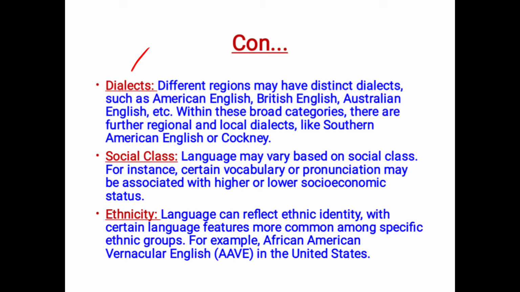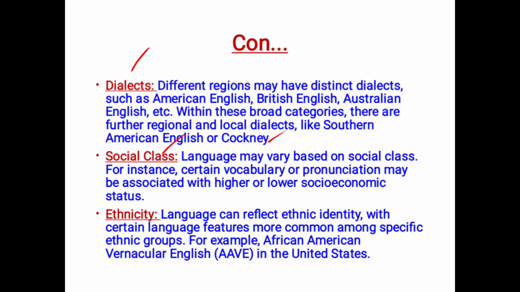Different regions may have distinct dialects. There are different regions, they may have different dialects. Of course, they have, such as American English, British English, Australian English, etc. Within these broad categories, there are further regional and local dialects. It doesn't mean that the person who belongs to America has one dialect. No, in America there are different dialects. In Pakistan there are different dialects. In Canada there are different dialects of English, like Southern American English or Cockney.